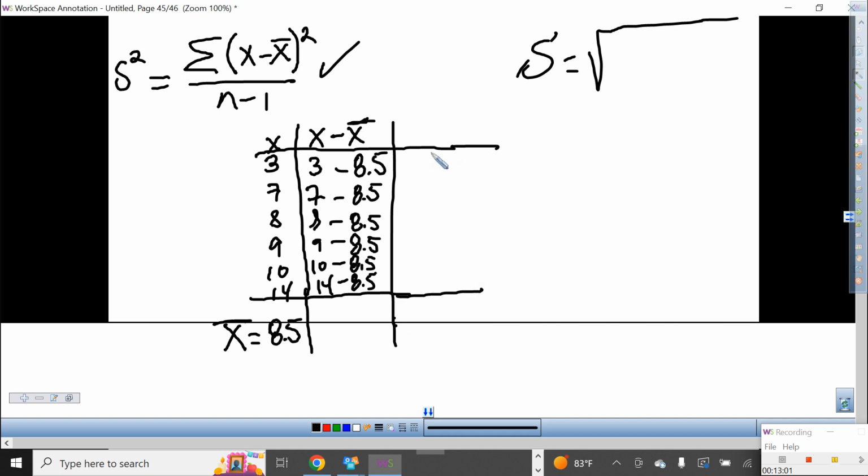Which means the next column is taking that difference and squaring it. So the differences were negative 5.5, negative 1.5, negative 0.5, 0.5, 1.5, and 5.5. So far so good, yes?